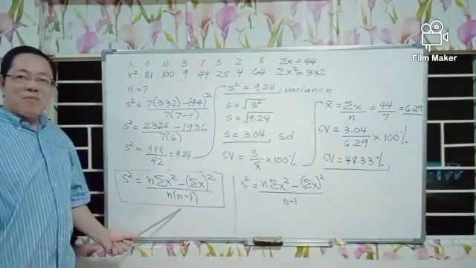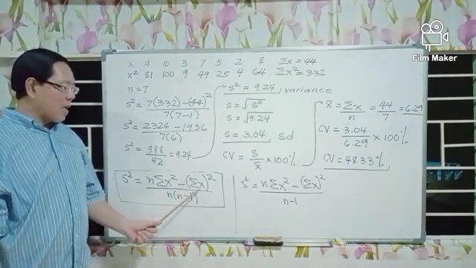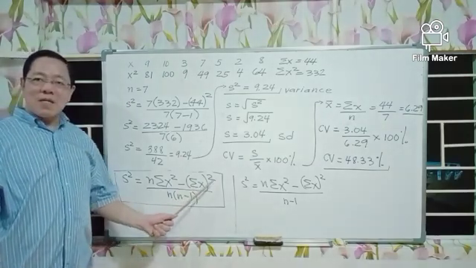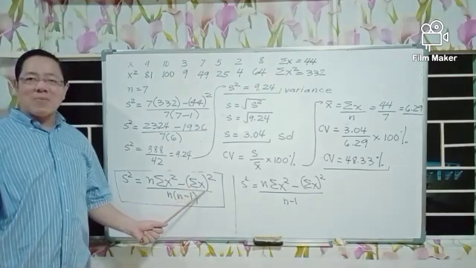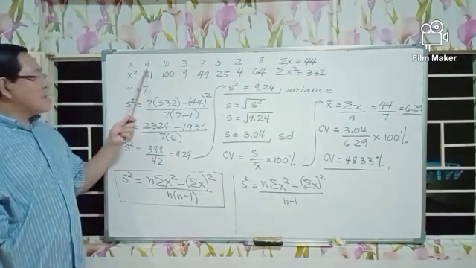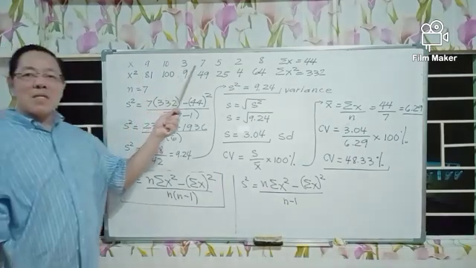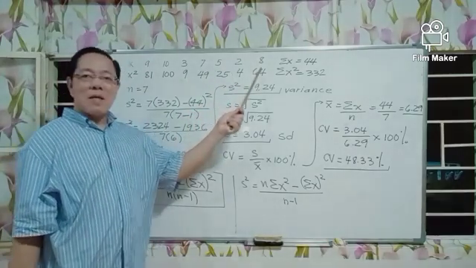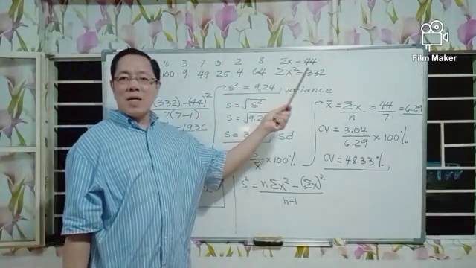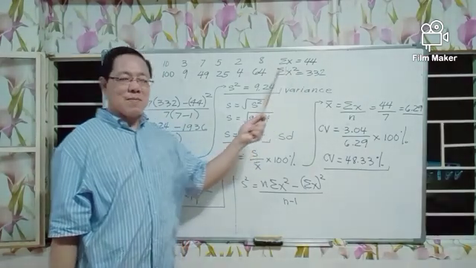In the formula for sample variance, we also need the square of summation of x. And before we can get the square of summation of x, we need to get the summation of x values by adding the values of x. 9 plus 10 plus 3 plus 7 plus 5 plus 2 plus 8 equals 44. And that is the value of summation of x.